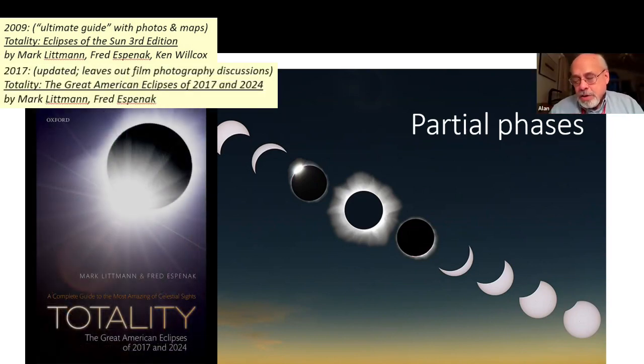And he was the go-to guy. He goes around and gives talks as Mr. Eclipse. But he was at Goddard, and he was their orbital dynamicist and did a lot of calculations for how NASA could observe eclipses. And now he's retired and just lectures on it.